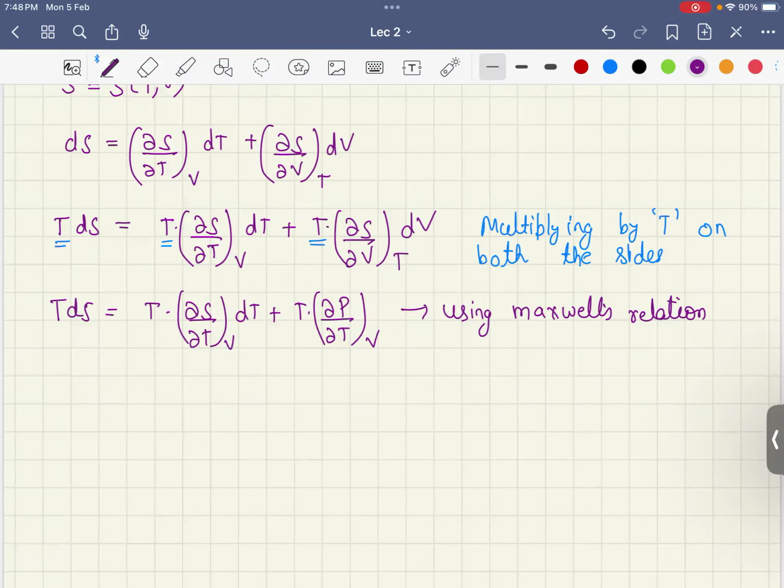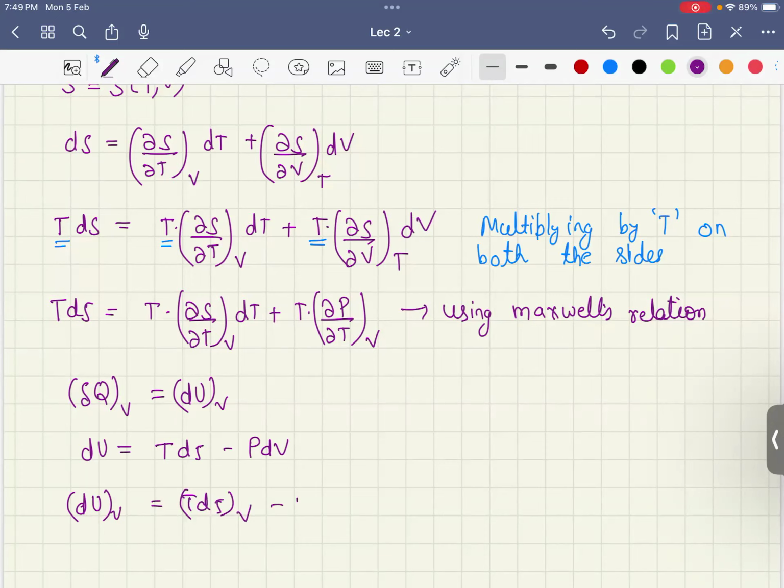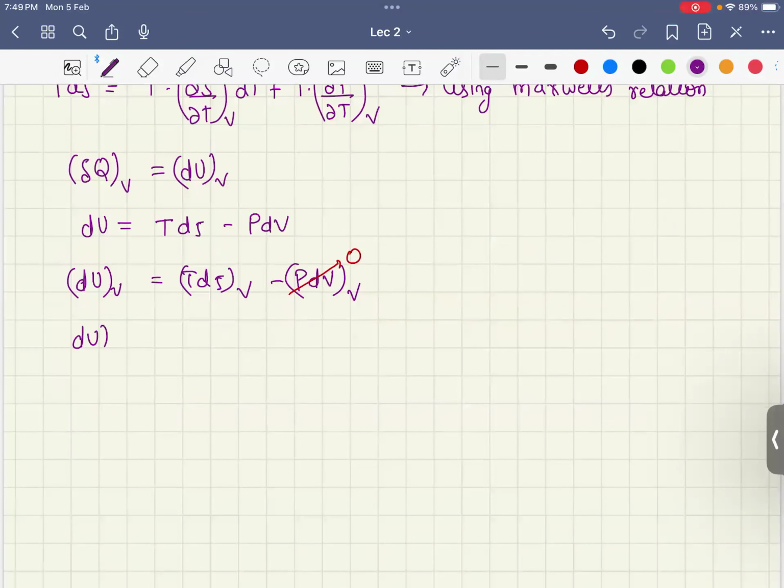Now we know that heat supplied at constant volume is what? Change in internal energy. Do you agree? This is correct, right? But what is dU equal to? dU at constant volume. But we know dU is TdS minus PdV. Now if I say constant volume, that means TdS at constant volume minus PdV at constant volume. Now what is PdV at constant volume? This is 0. That means at constant volume it is nothing but TdS at constant volume.